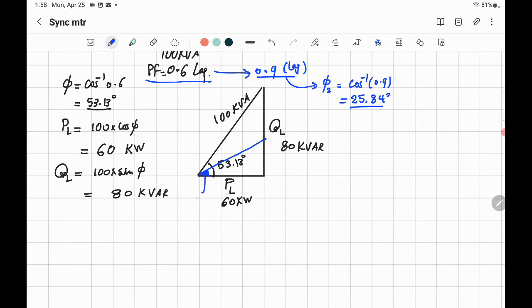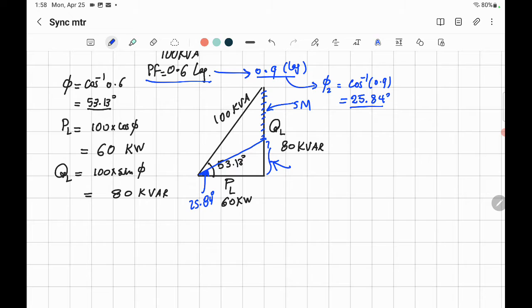The dark one here, that will be 25. That's the total angle, so that will be the whole thing. So how will it be decreased to this amount? This part has to be supplied by the synchronous motor.